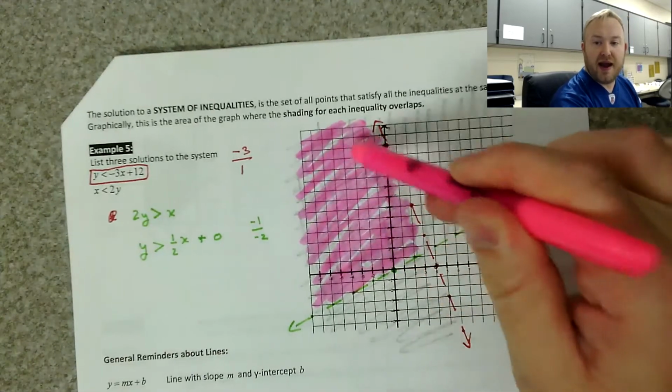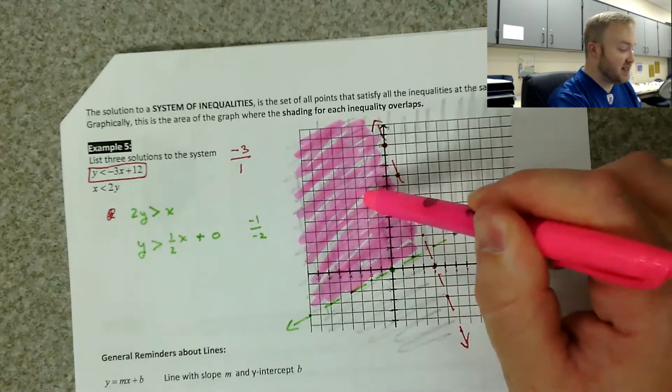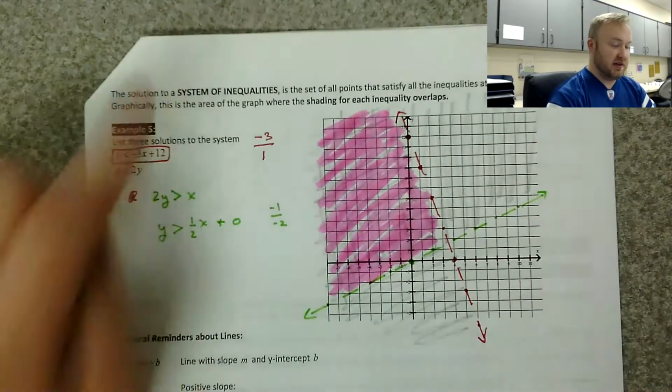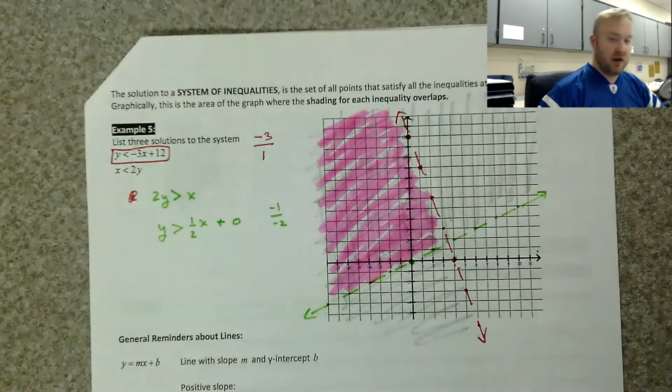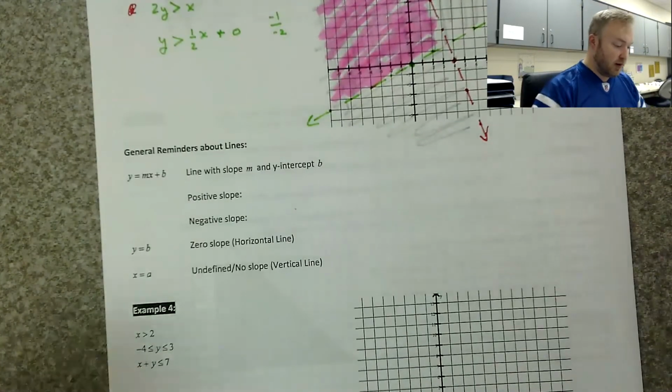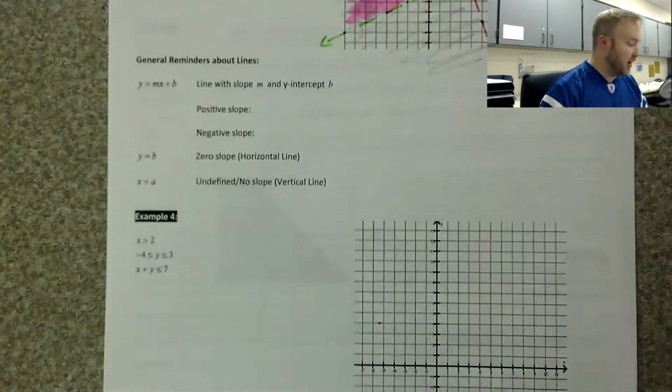Every ordered pair in this area is a solution to both of these inequalities, and that's what we do with a system. We find the solutions to both inequalities. Okay, we got one more to do. Let's knock it out and we'll be done.